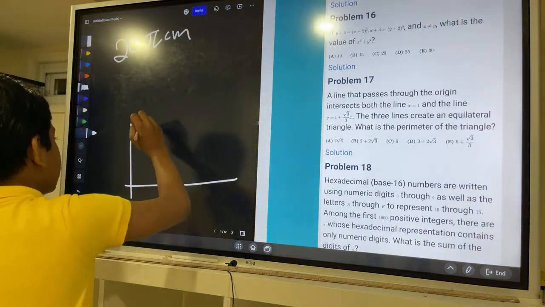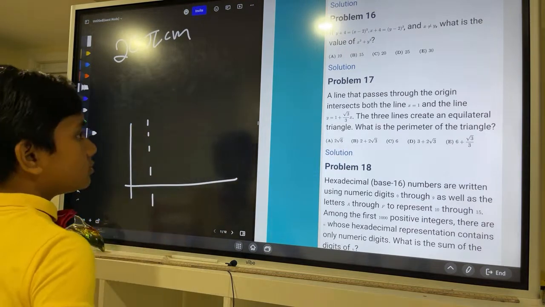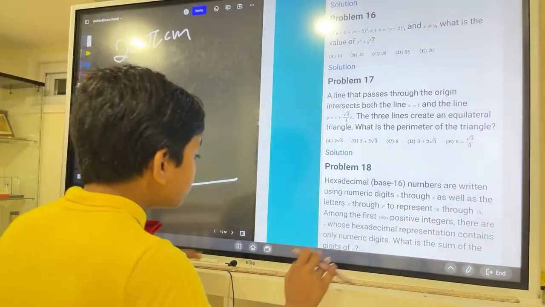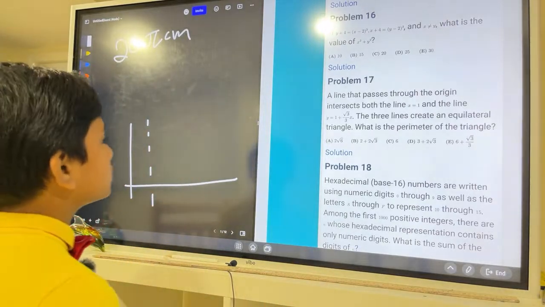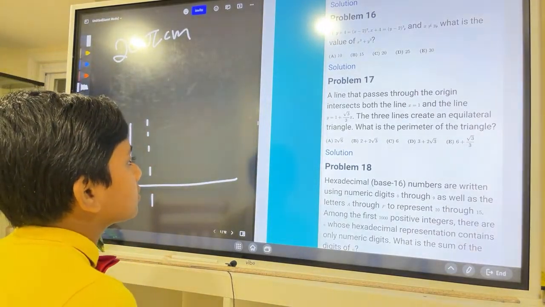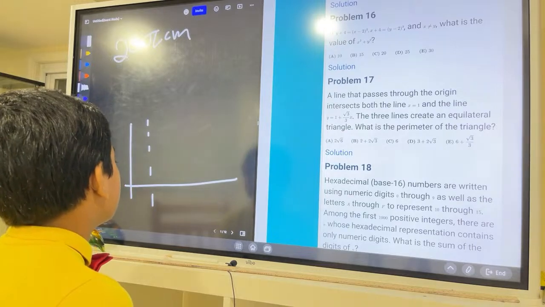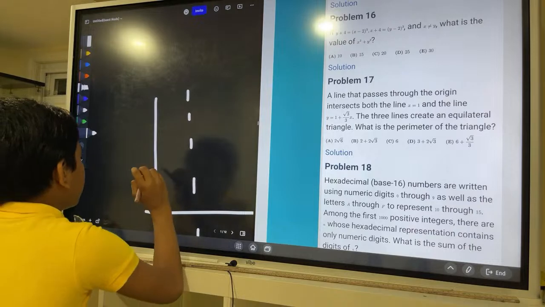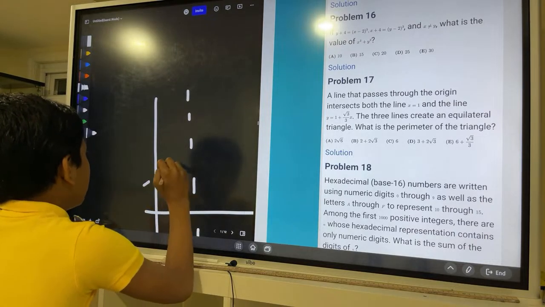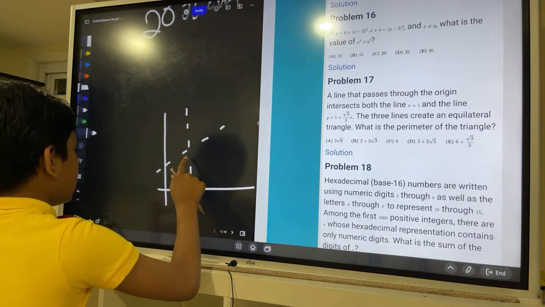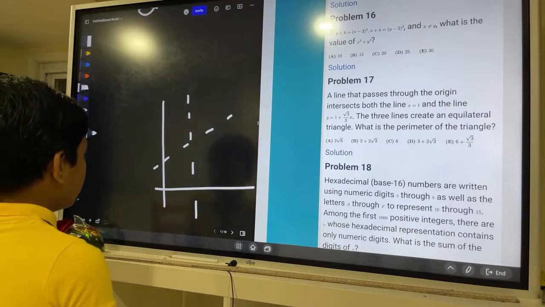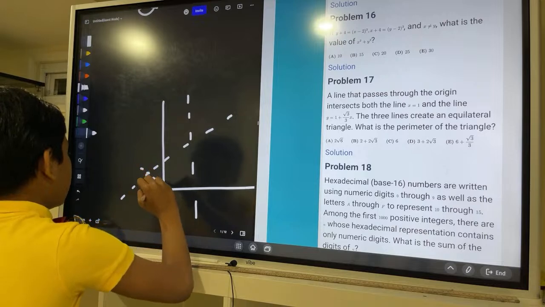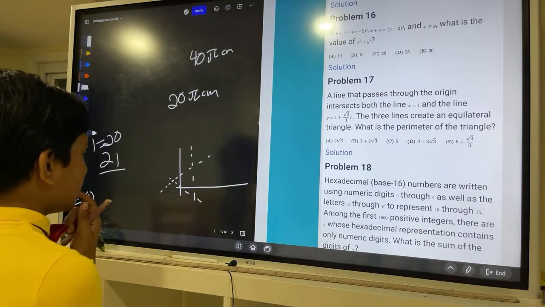So this is the line x equals 1. We have y equals 1 plus root 3 over 3x. Where is that? One plus root 3 over 3x. So about like this. So what? And then we have the one that passes through the origin.